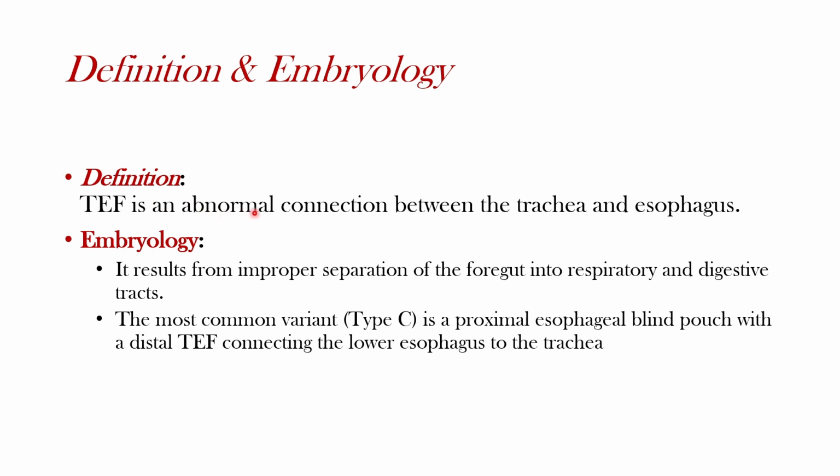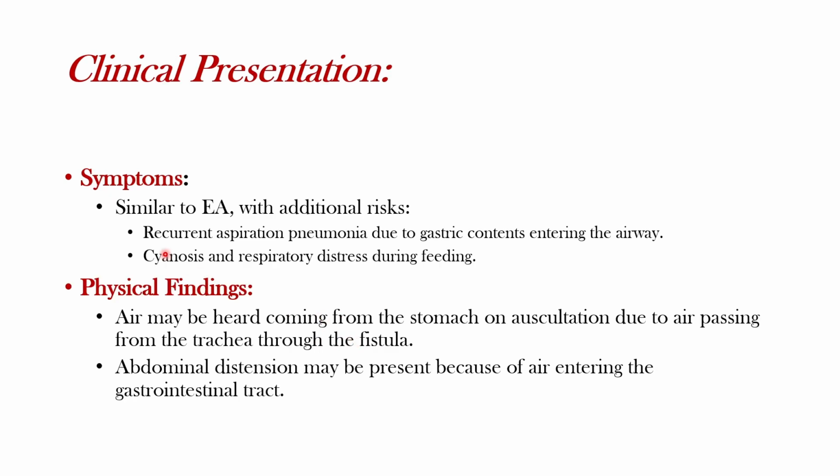It is an abnormal connection between the trachea and esophagus. We learned this in the embryology, same thing. From the foregut, we will have a problem in the separation. And as we mentioned, type C is the most common one. The symptoms are similar to esophageal atresia, but we can have recurrent aspiration pneumonia because we already explained why. Cyanosis or respiratory distress during feeding, because they are connected together.